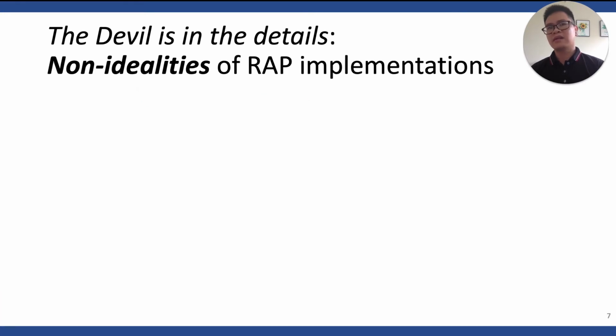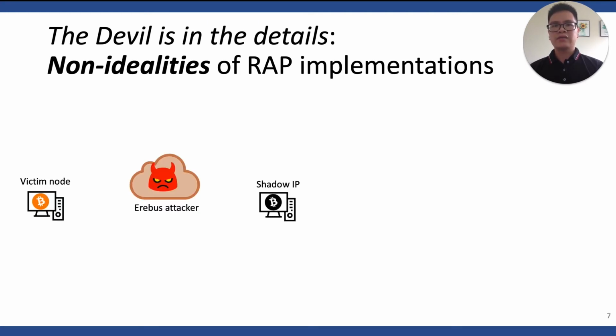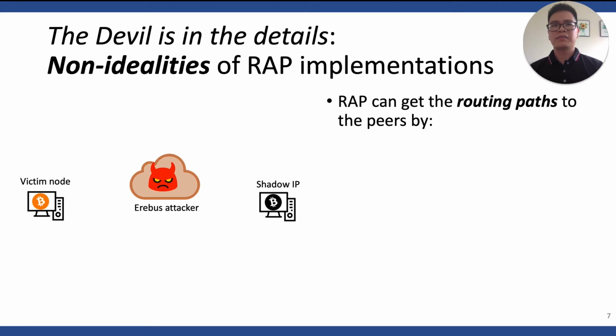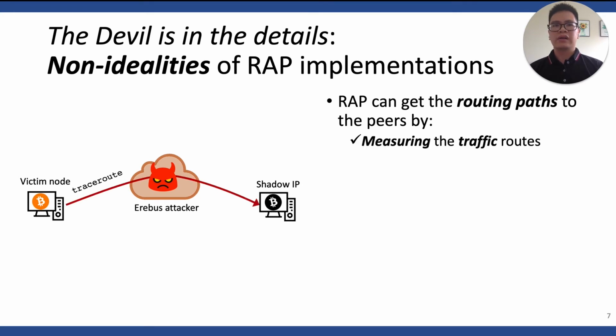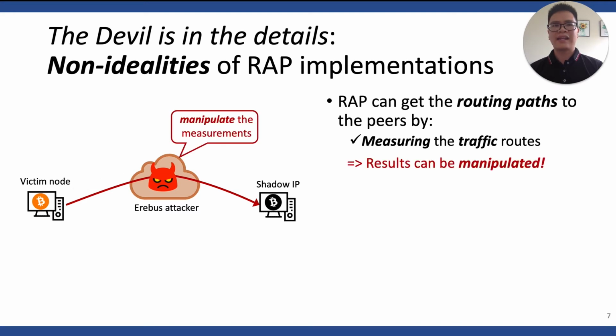As always, the devil is in the details. In particular, we found some non-idealities of RAP implementation. Assuming a victim node is getting the routing path to the shadow IPs on the right-hand side, RAP can get the routes by measuring the traffic route using probing tools such as traceroute. However, because the Erebus attacker is on the path, the attacker can easily manipulate the result or even drop the probing. Hence, the route measurement cannot be used in practice.